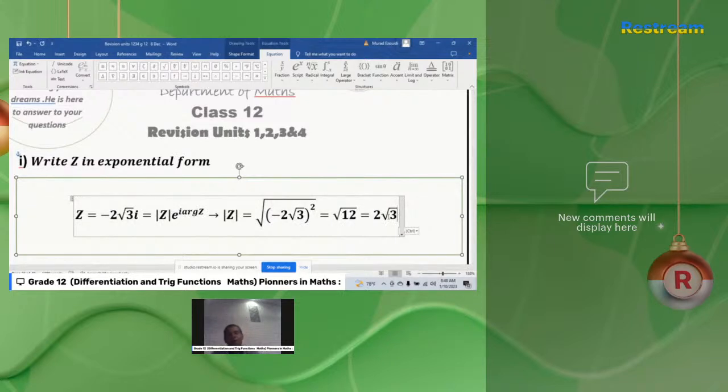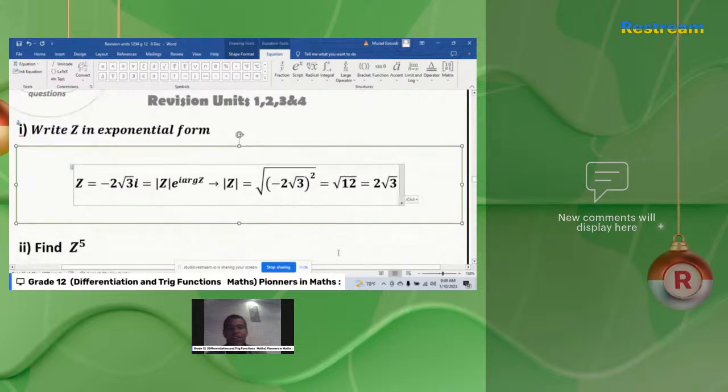I'll just check again. We have z equal to real part plus i times imaginary part. So the imaginary part here is negative 2 root of 3. You should square this number. It will be root of minus 2 root 3 squared, which is 4 multiplied by 3, 12, root of 12. So this is my modulus, or r. Now I'm going to find the angle.